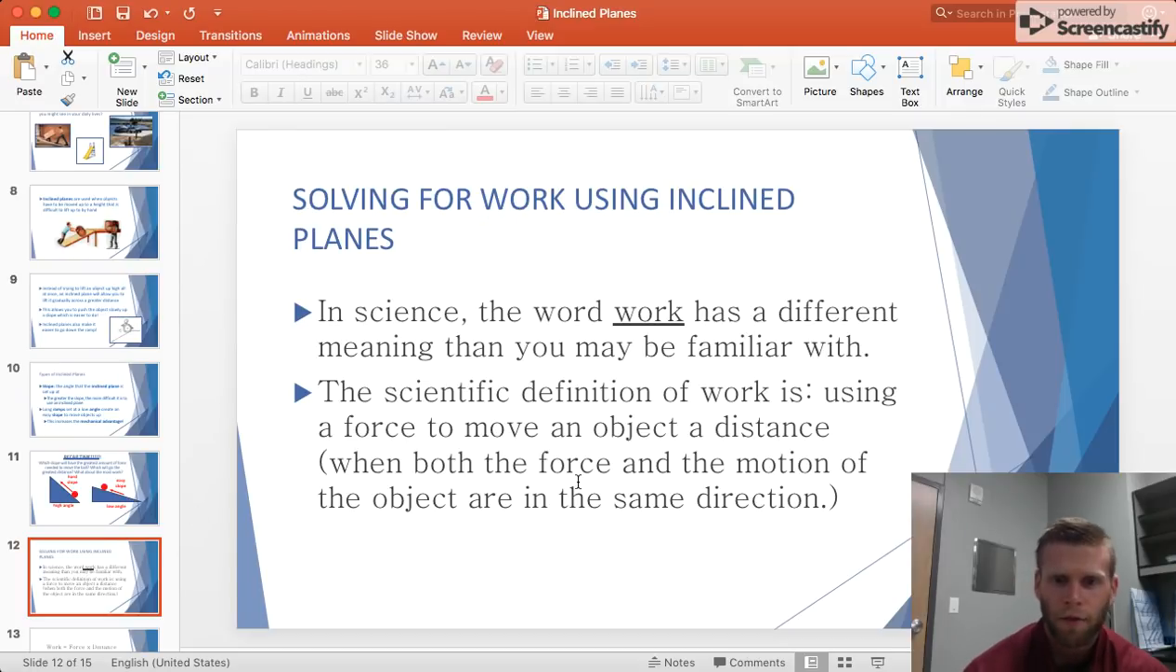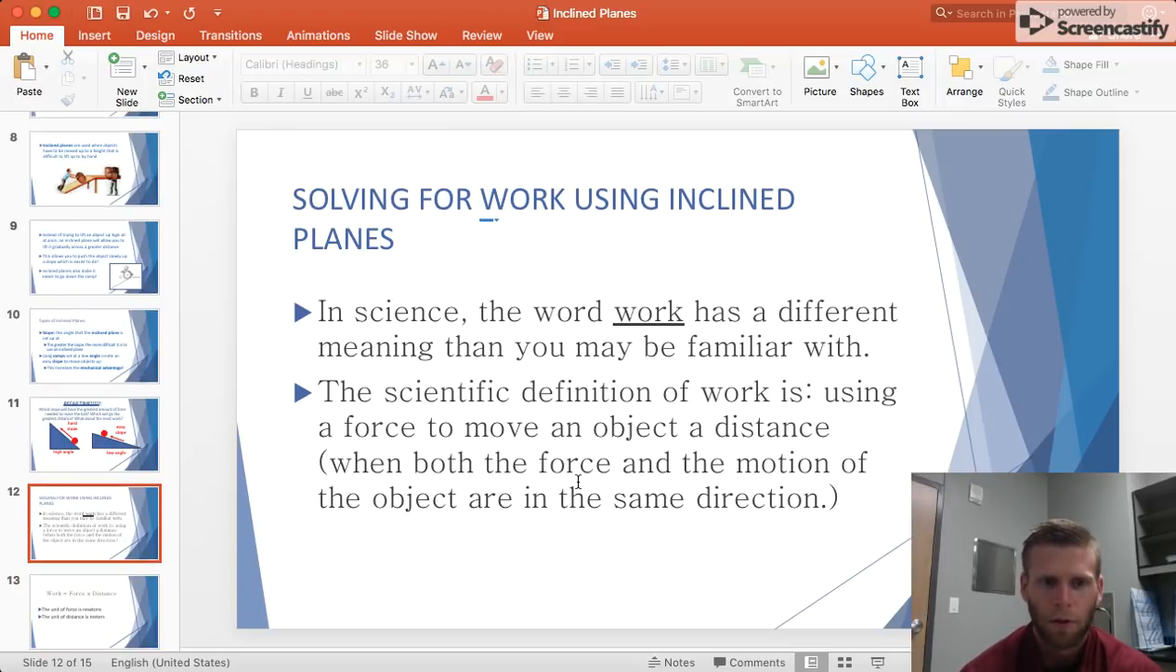All right, solving for work using inclined planes. So in science, the word work has a different meaning. It doesn't mean what you're thinking about, working, going to work, or Rihanna, this isn't work time. This is scientific work. So scientific work is using a force to move an object a distance. So it's force and distance.